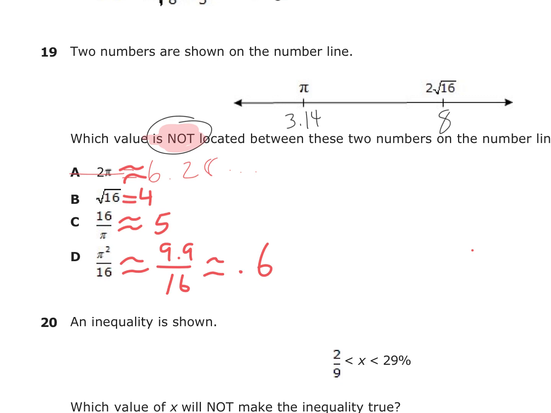Now, Zachary, what could you have done? Instead of the guessing that I'm doing, you can just type this in the calculator. If you type that in, what do you get? 0.6 what? Exactly? It just repeats? Cool. So, which of these is not between 3.14 and 8? D. Okay, so once again, be careful of the not.